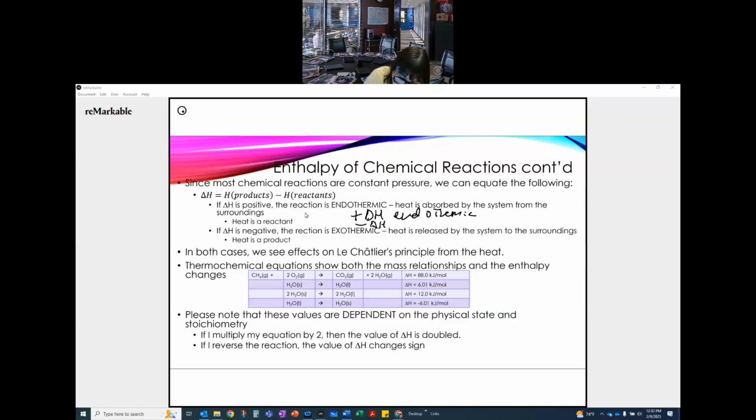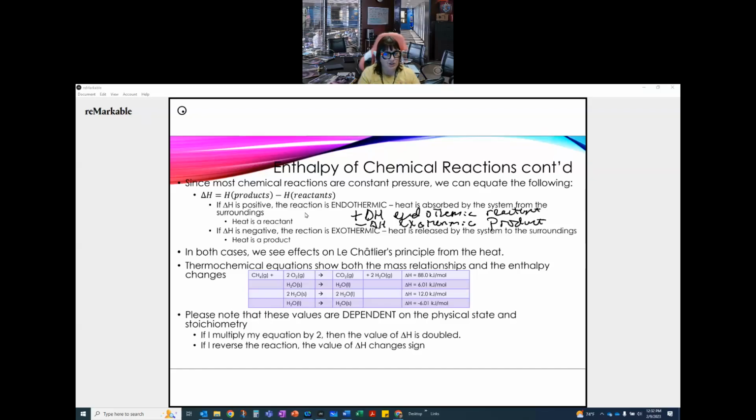Negative delta H is exothermic. So again, my system is losing that enthalpy and it's going out to our surroundings. Here, heat is a reactant. Here, heat is a product.